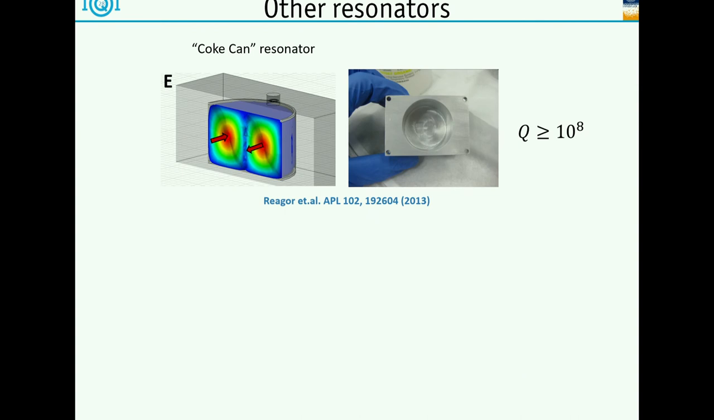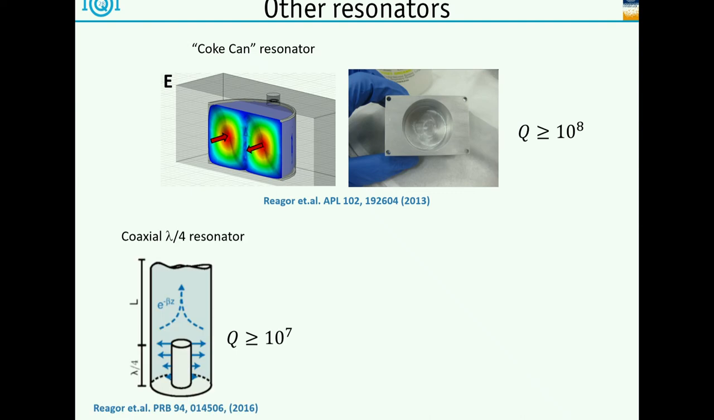There's other variants. So you can do something similar. You can do what I call a Coke can resonator. It literally looks like a Coke can. It's also almost about the same size. And with such a device, if you think about how to do it right, you can get quality factors in excess of 10 to the 8. So those are among the highest quality factors anyone has done for microwave resonators. The only exception are Serge Haroche's cavities, which are even better.